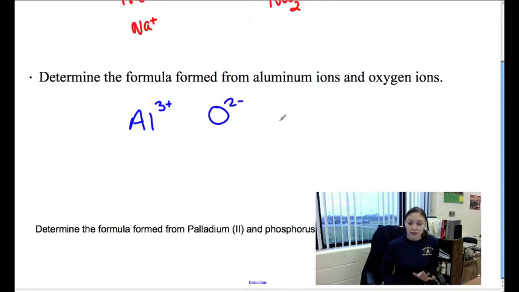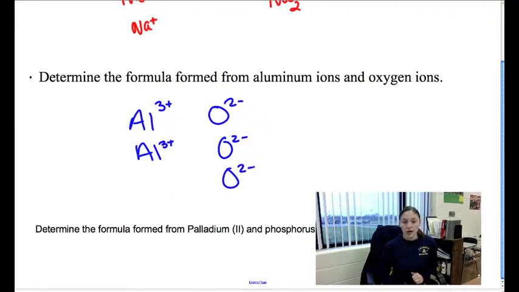So now we've got to make these equal. I can't just add 1 oxygen, because now we're at 4- and 3+. So I add another aluminum. Now I'm at 6+ and 2-. So I add another oxygen, and now I'm at 6- and 6+. So it's Al2O3. The number of ions you use is just the subscript.